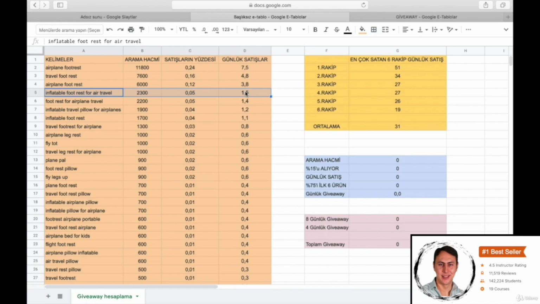However, there is a point here. We looked at the search volume of the keyword we will make with the giveaway only with the Helium program. We need to confirm this number by looking at other programs.